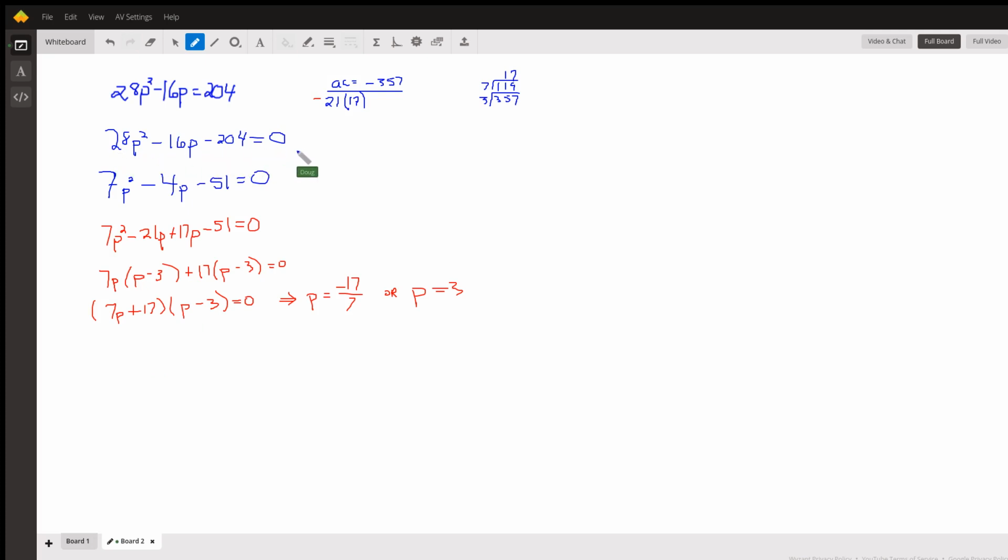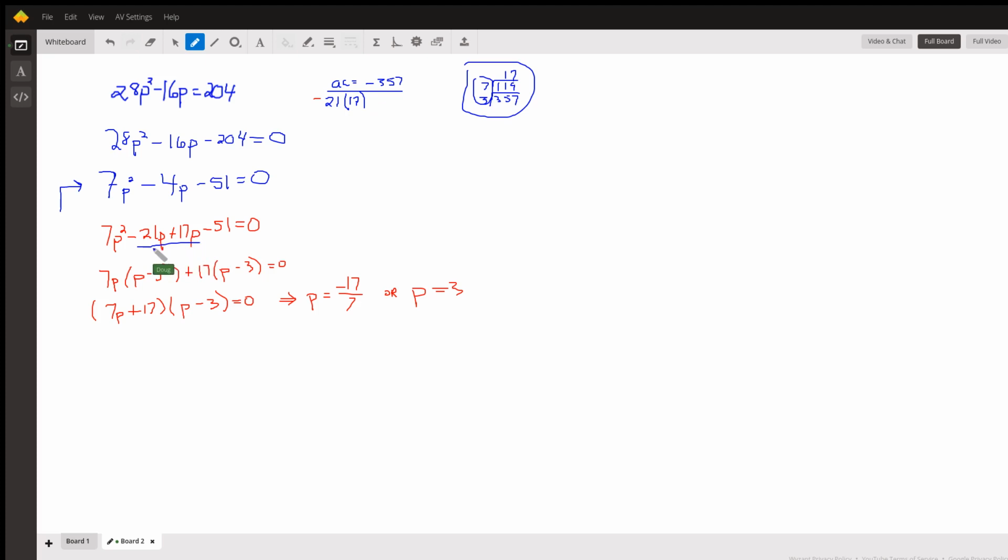Notice that every term is divisible by 4. Might as well make your work simpler. You could use the quadratic formula. You could try to factor. Reviewing the split the middle method, find out what the product of a times c is, negative 357, which factors into these numbers. And you might quickly notice that 21 times 17 is 357, and that has a difference of negative 4. So we can split the middle like this.